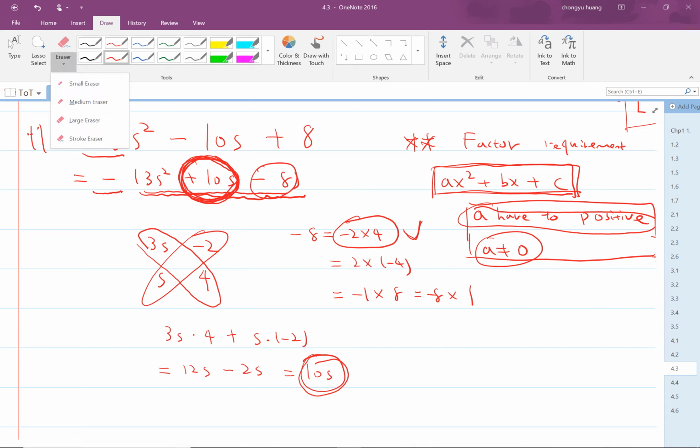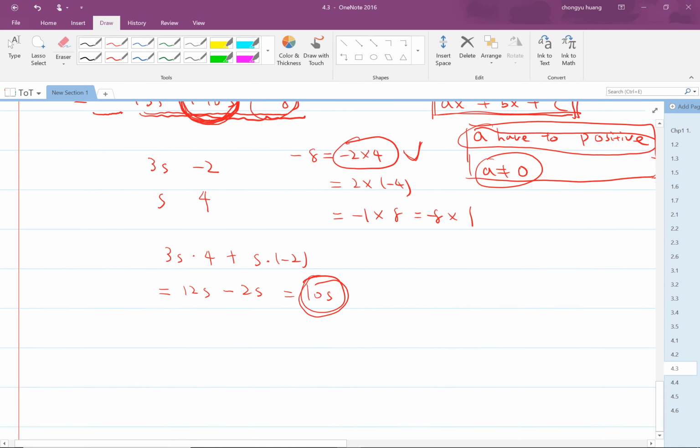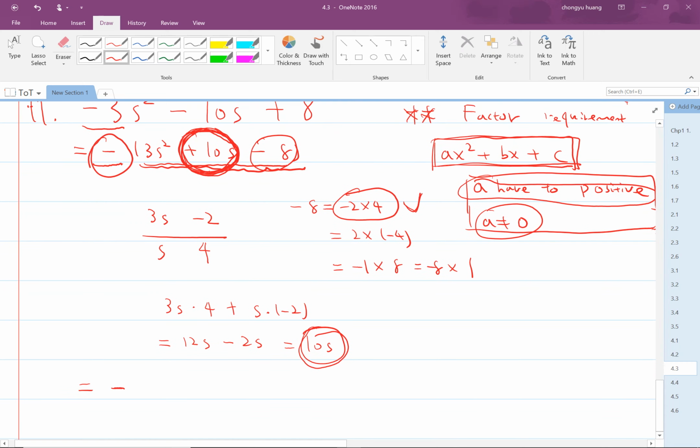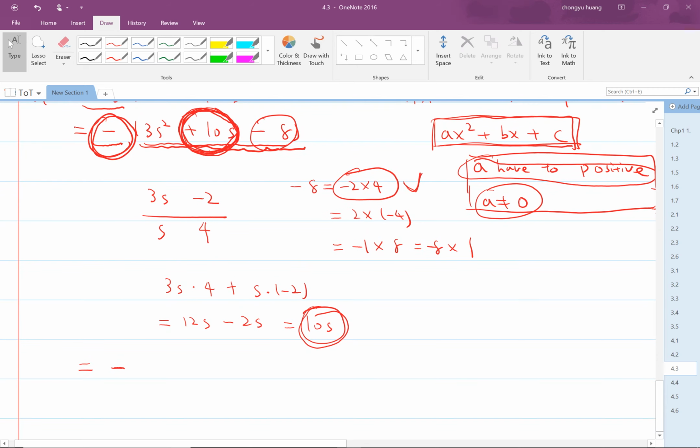So we finish the factoring. Let me move down, and then we put a line between it and write it down. Don't forget the negative sign, because we have a negative sign over here. So we write down the negative sign, and then 3s minus 2, and then s plus 4.